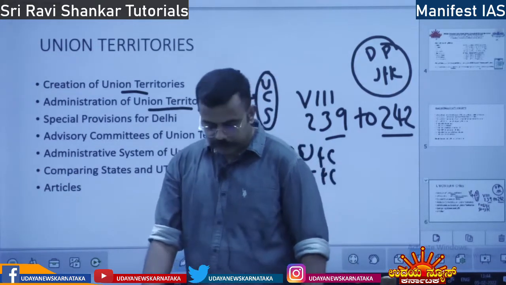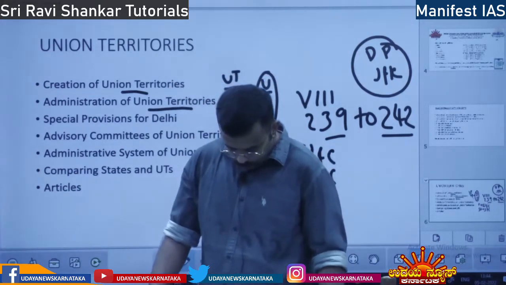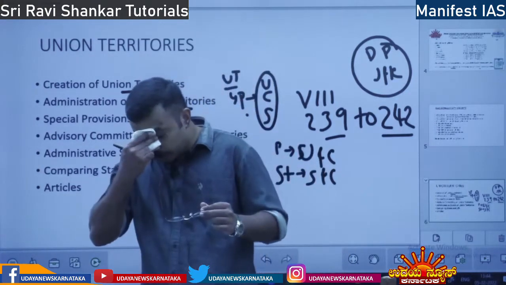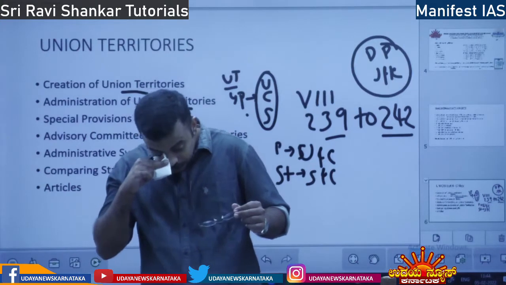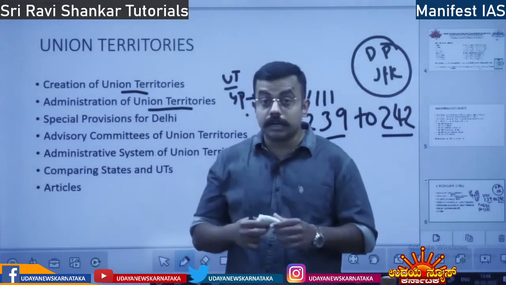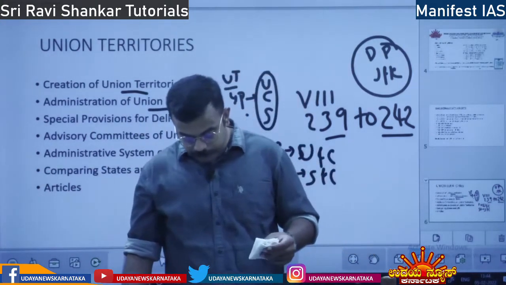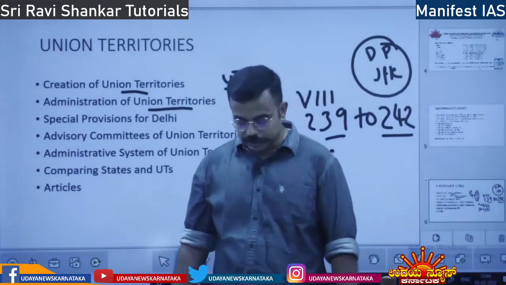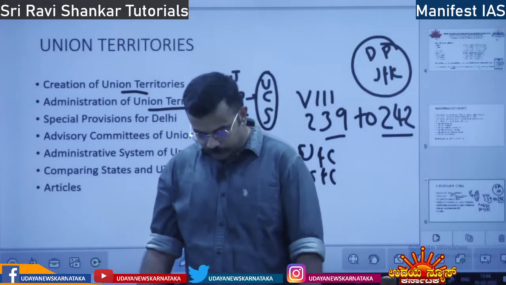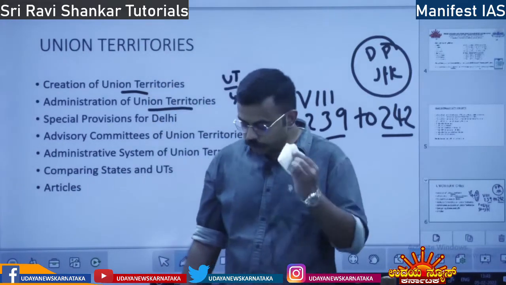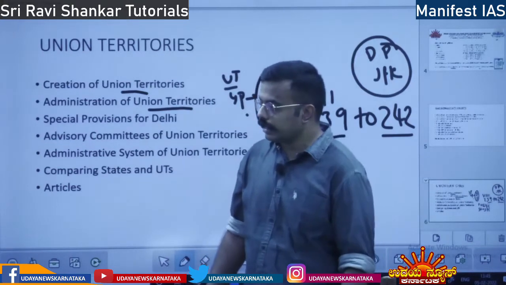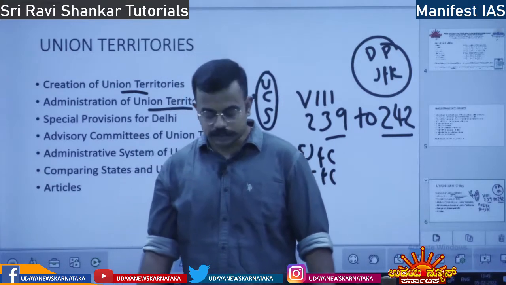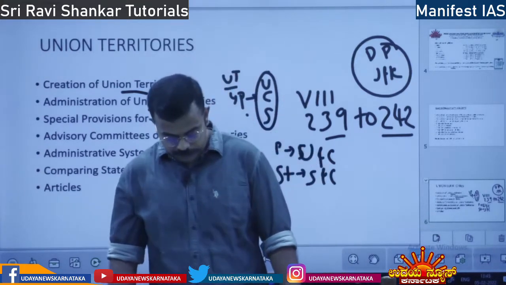So here one condition is there. The president can make regulations for the peaceful day-to-day administration or good government in the union territories. Which are the union territories? Andaman and Nicobar, Lakshadweep, Dadra and Nagar Haveli, Daman and Diu and Ladakh. In these 5 union territories, president can make regulations for the peaceful conduct of the day-to-day administration.